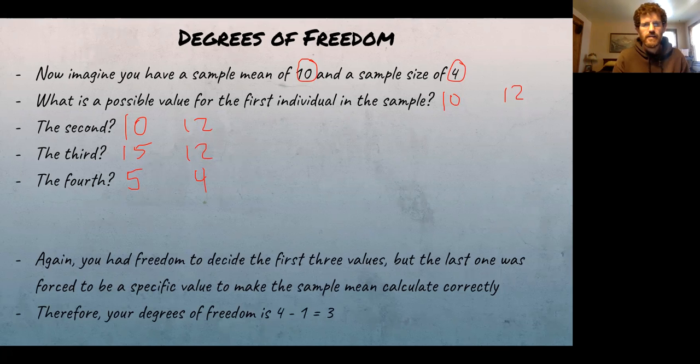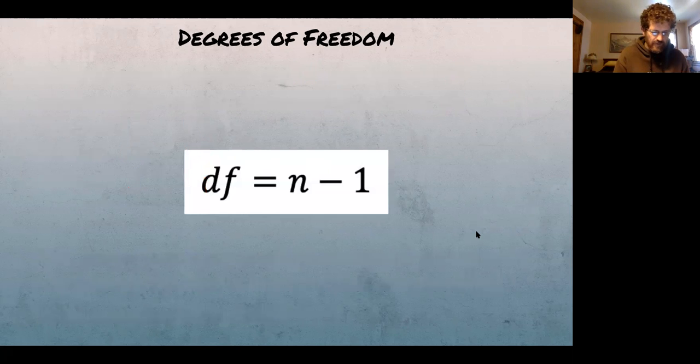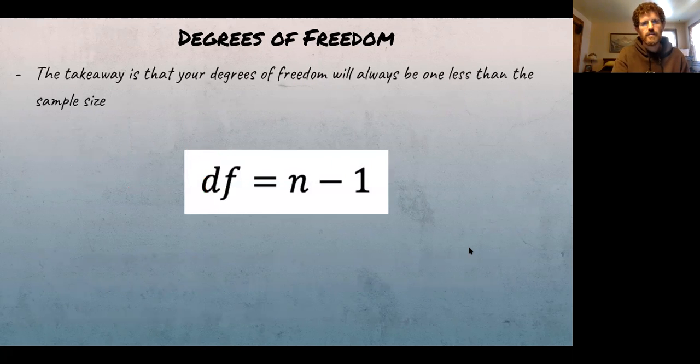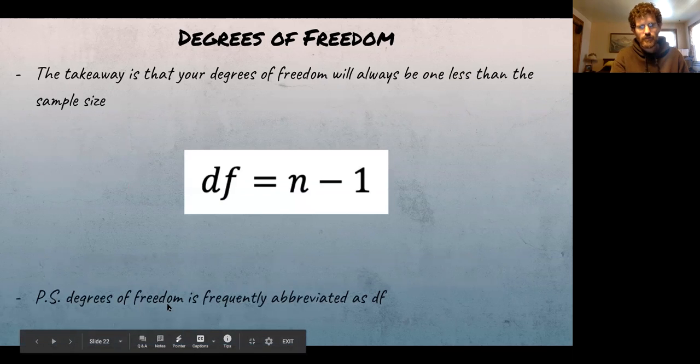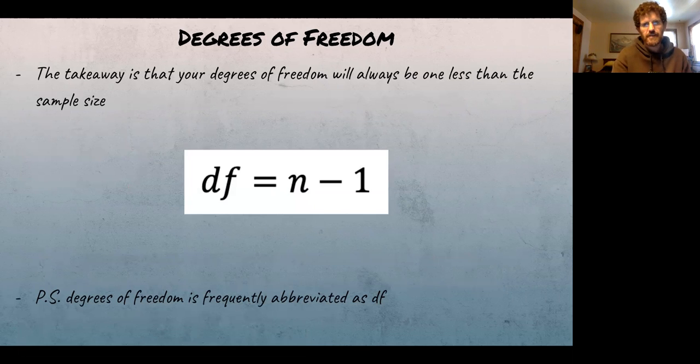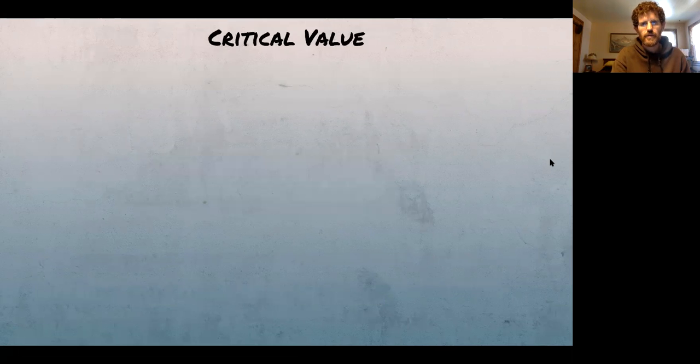We had 3 values we could decide for ourselves. Anyways, you get the idea. The main takeaway from this is that your degrees of freedom will always be 1 less than the sample size. And we've already been seeing this notation, but degrees of freedom is frequently abbreviated as DF. Not much to it. And it's important to be able to look at a problem and identify the degrees of freedom.